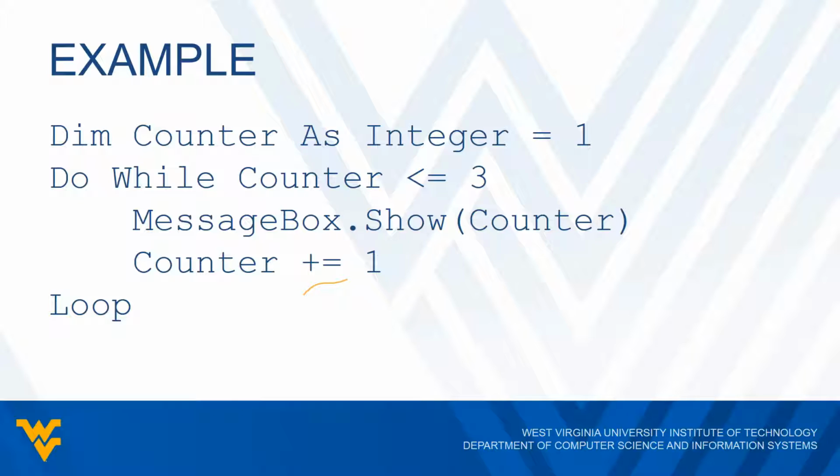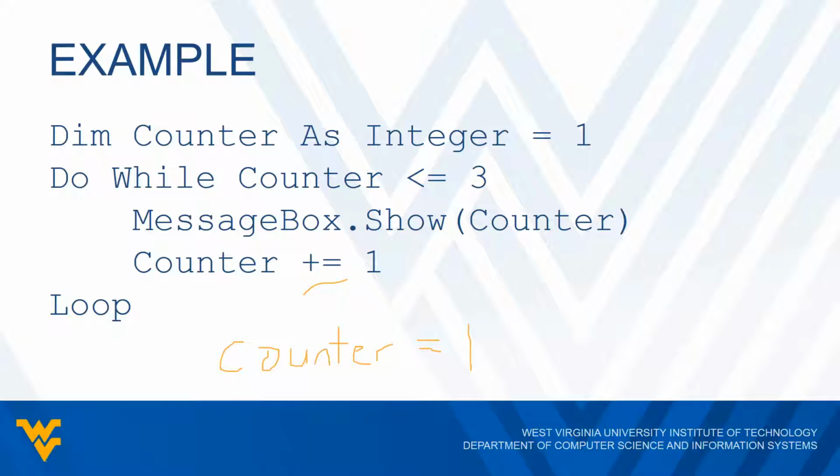So let's walk through this code and just see what's going to happen here. So I'm going to put counter down here. There we go. And initially, it's 1. So we go into our condition of our loop. So we first check, is counter less than or equal to 3? Well, counter is 1, and 1 is less than or equal to 3, so that's true.